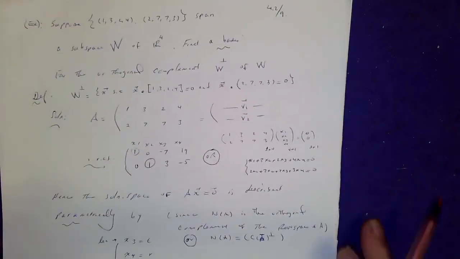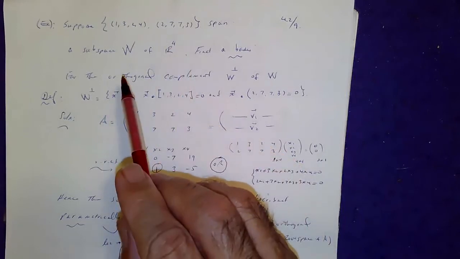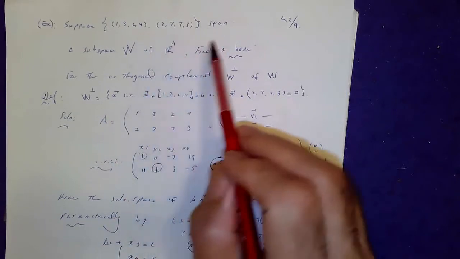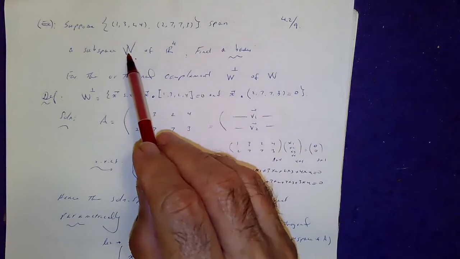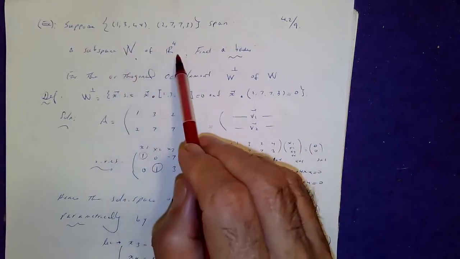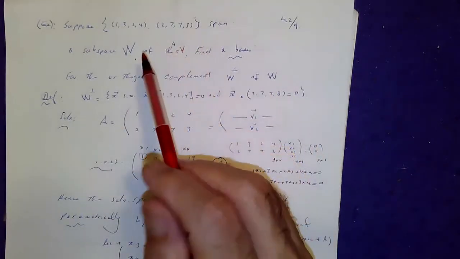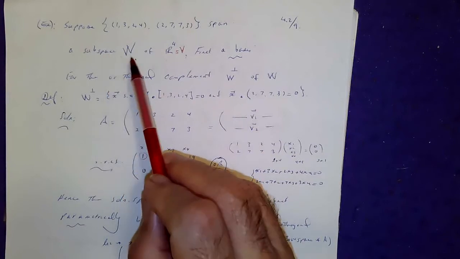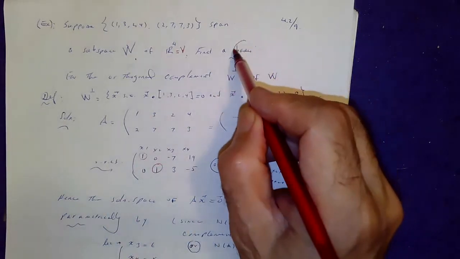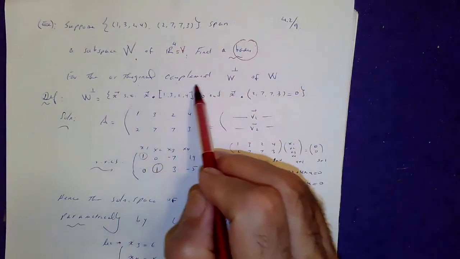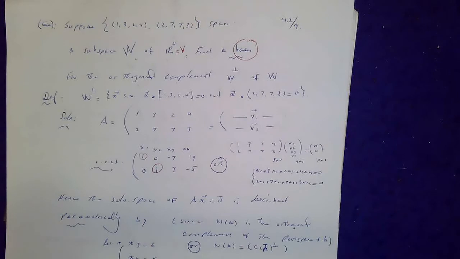So let's finish this section with a quick example. Suppose you have two vectors in R4, and suppose these guys span a subspace W of R4. In other words, they span W, and W is a subspace of the vector space R4. You know what the span is. That means any vector you select in W, you can write as a linear combination of these two guys. The question is, can you find the basis for the orthogonal complement of W? Sure.